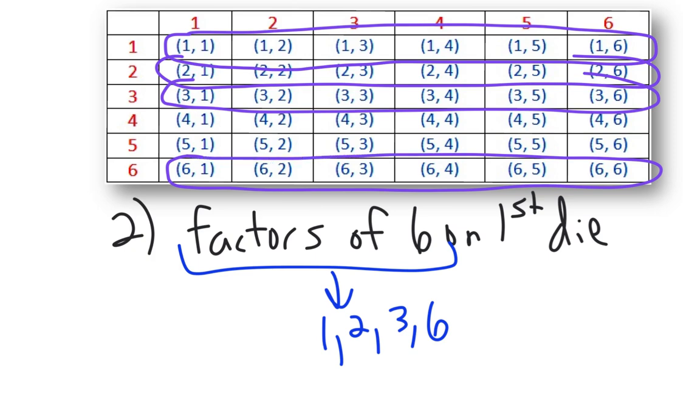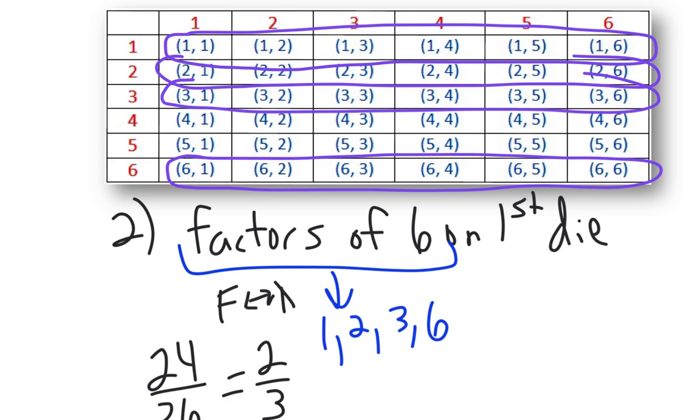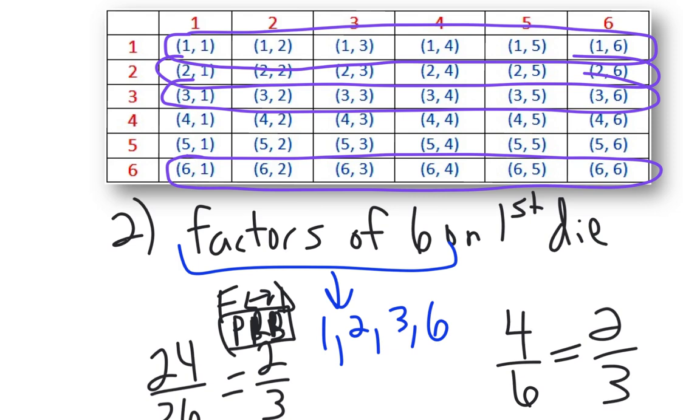You could count them all up. There's 6 in each row, so that'd be 24 out of 36, which you can reduce to 2/3. Remember, you can use the F to D button on your calculator to reduce, under PRB, second PRB. Another way you could do it is you could say it's 4 out of the 6 rows, so 4 out of 6 reduces to 2/3.